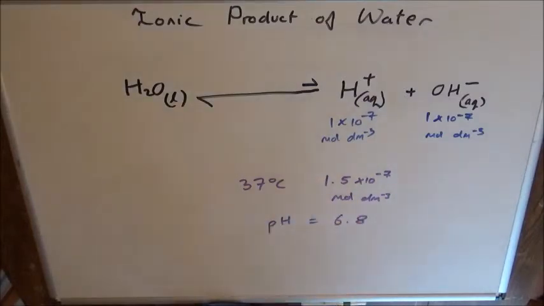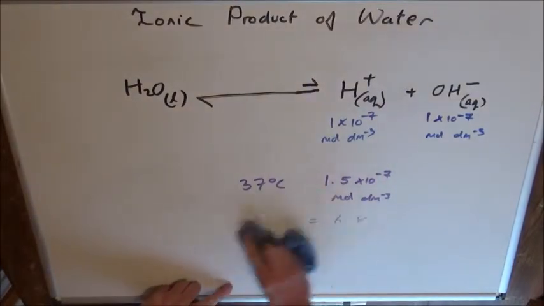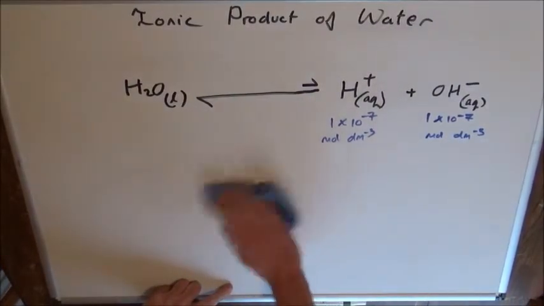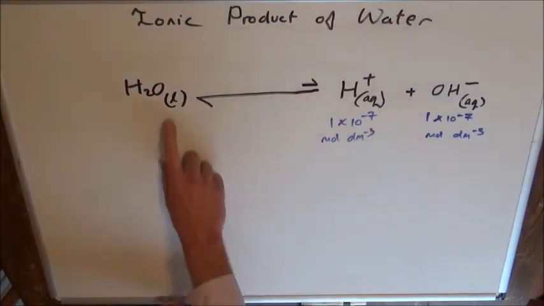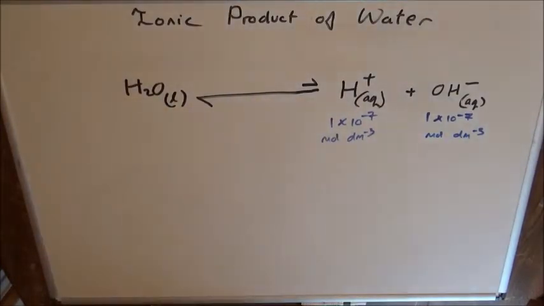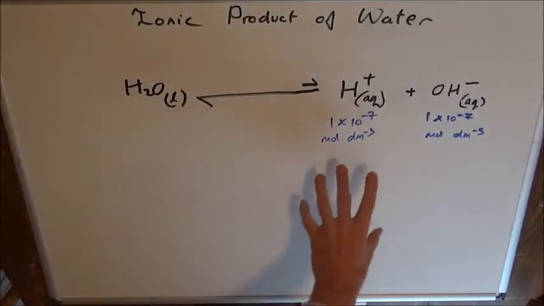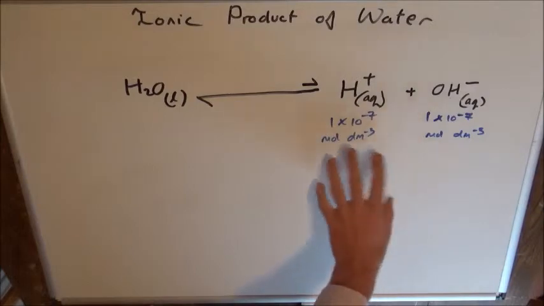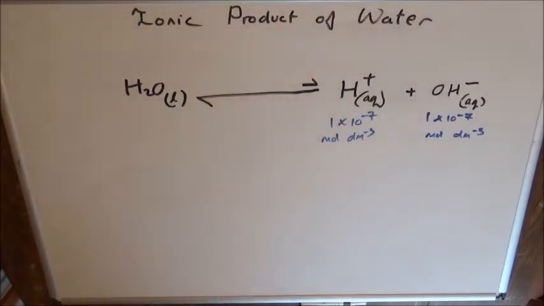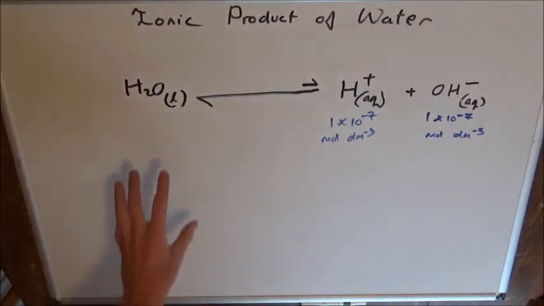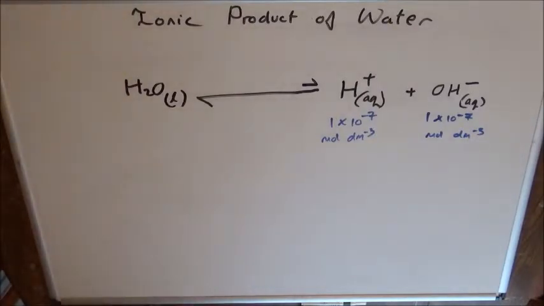I'll show you later how to do these calculations, but first of all I want to try and emphasize really how few of the H2O molecules are dissociated at any temperature. Let's stick to 25 degrees C for the time being. You can see the concentration of H plus ions is 1 times 10 to the minus 7 moles per decimeter cubed. What about the concentration of H2O? What is that?